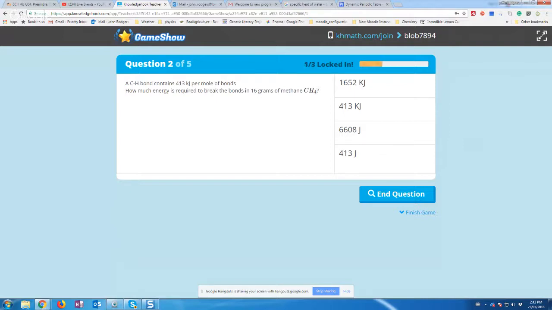Oh. Is this similar to the last one or no? So the last one is just where the water is absorbing energy from reaction. This is where we're just breaking the bonds in methane. So this is a bond energy style question. And you will be given the kilojoules per mole of bonds on the test all the time. So it's a bit of a throwback.